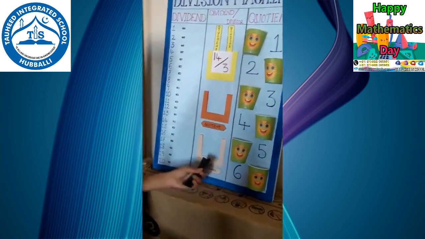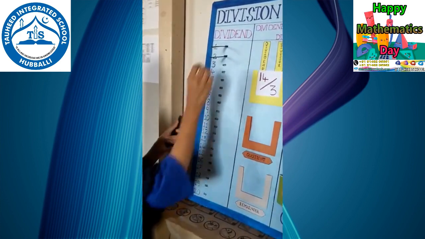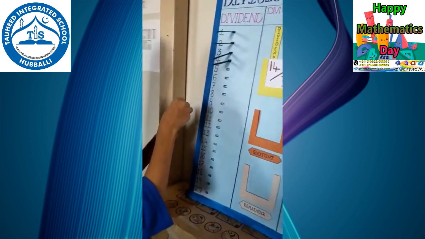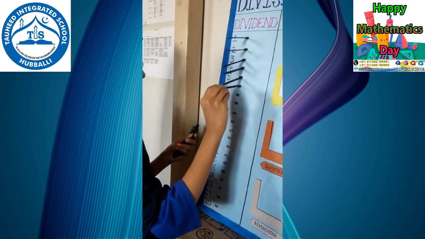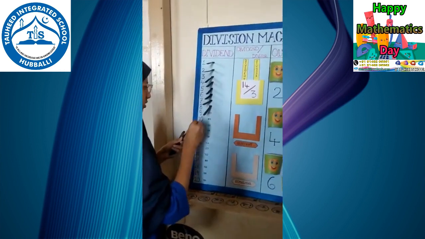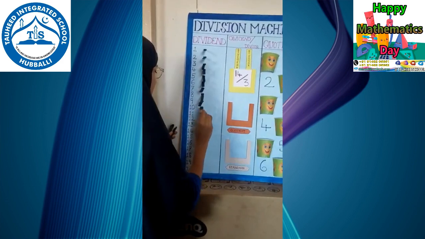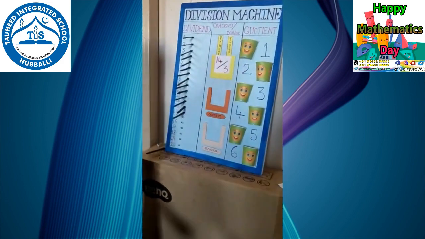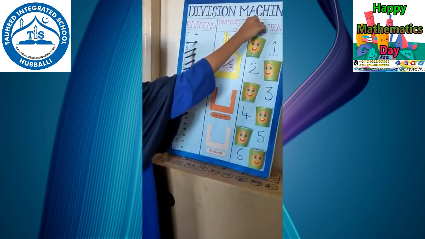Let's take 14 sticks and keep them in all 14 holes. 1, 2, 3, 4, 5, 6, 7, 8, 9, 10, 11. Take 3 cups. I will keep the sticks in each cup.